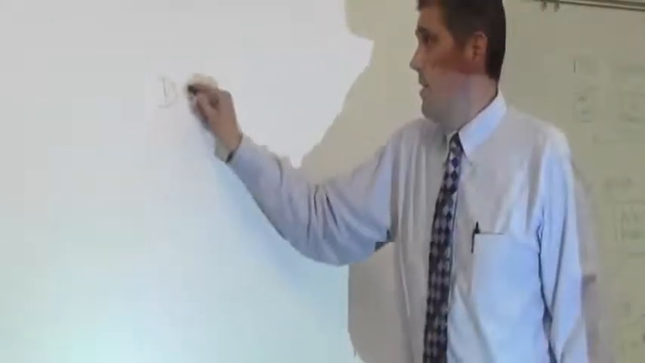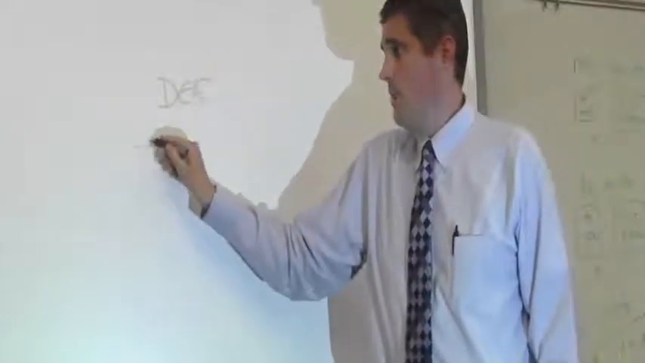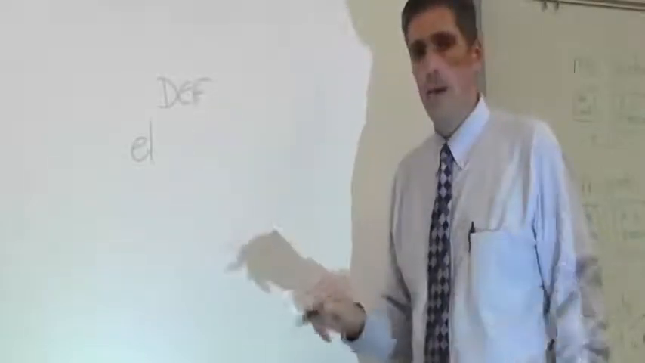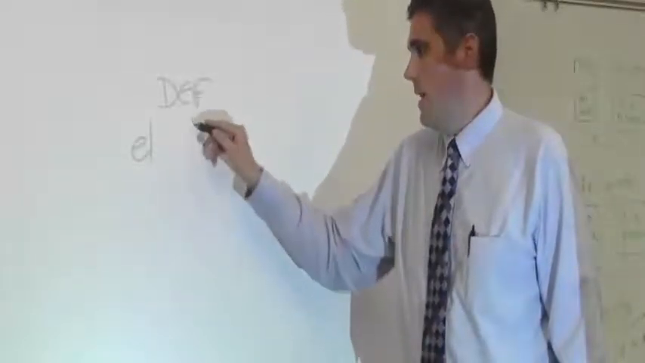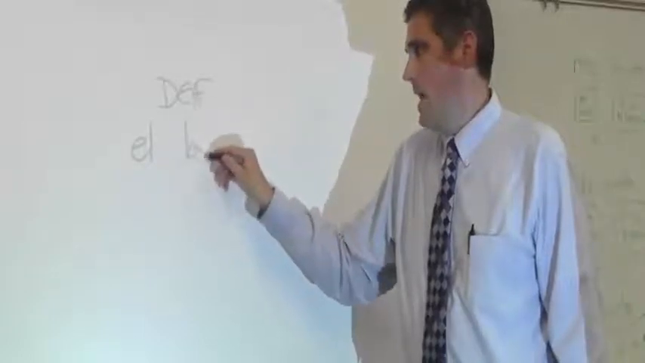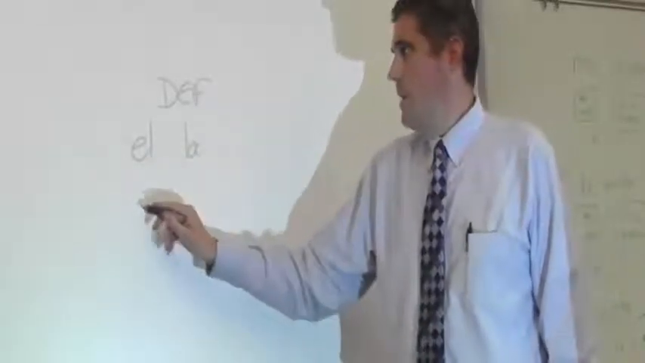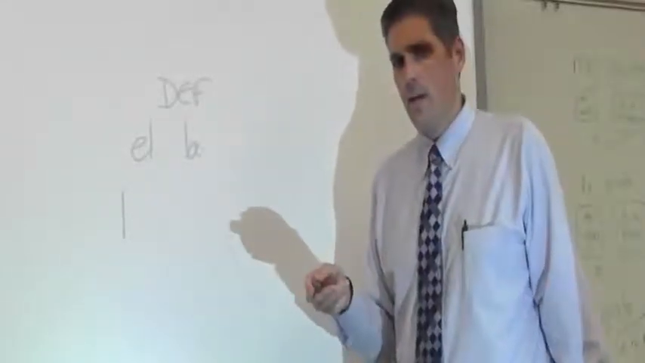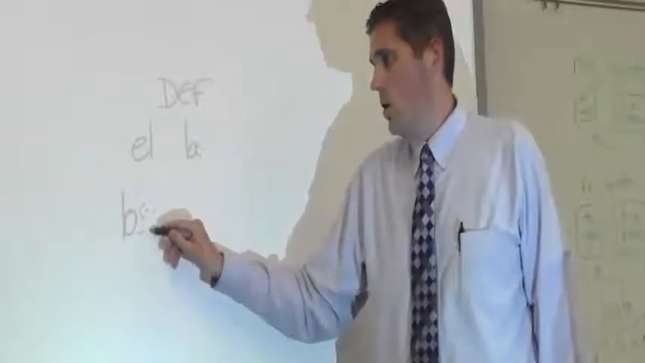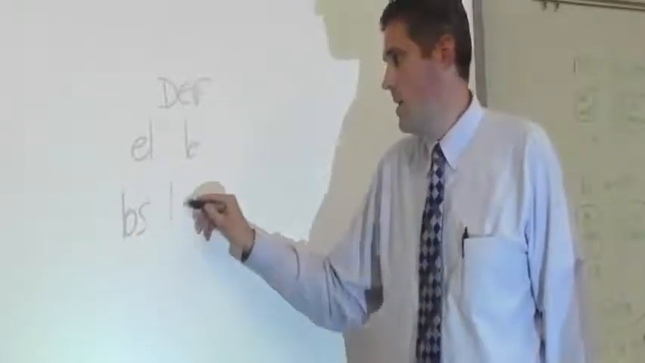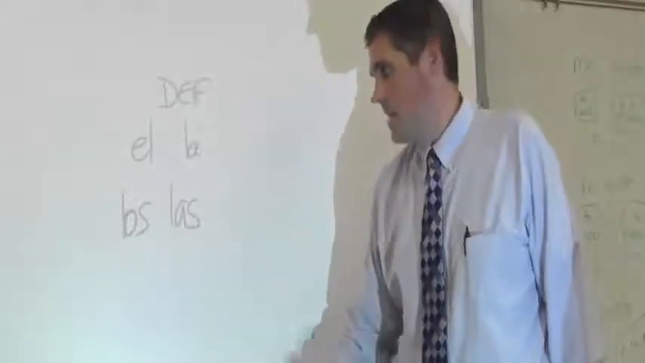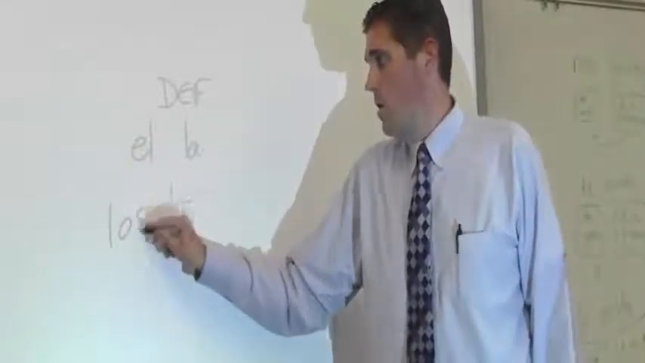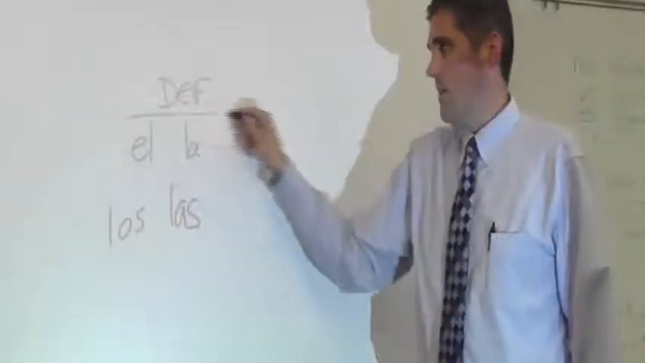So again, our definite articles, we're going to have el with no accent, by the way. El with an accent means he. El without an accent means the. So el, the, la is our feminine, masculine, feminine. Now, if it's plural, though, you wouldn't say el libros. What would you say? Hopefully you said los. Los libros, las banderas. Those are our definites.